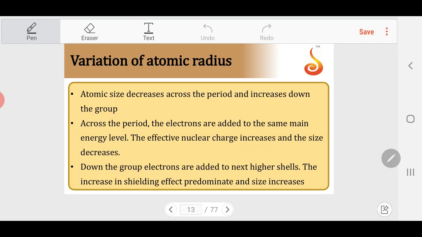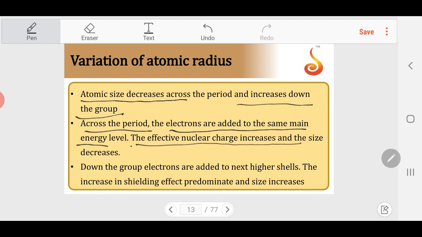How does atomic size vary across a period and down the group? Generally atomic size decreases across a period and increases down the group. The two factors defining the atomic size are the effective nuclear charge and the shielding effect. Across the period, the electrons are at the same main energy level, so the screening effect is not going to increase considerably, but the effective nuclear charge increases considerably. As a result, the atomic size decreases.